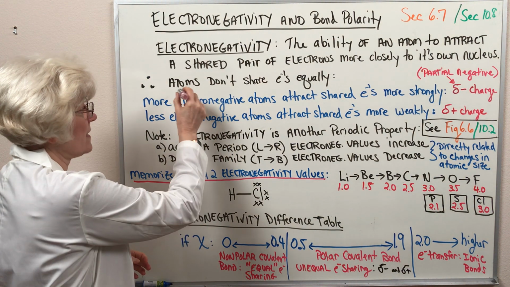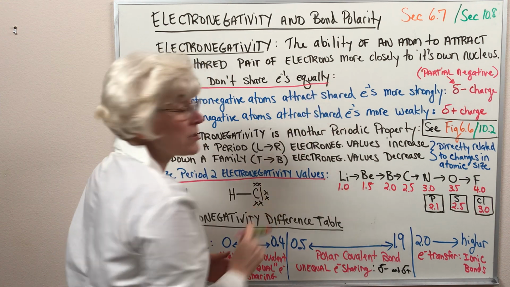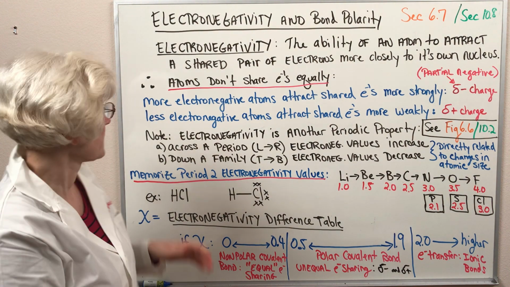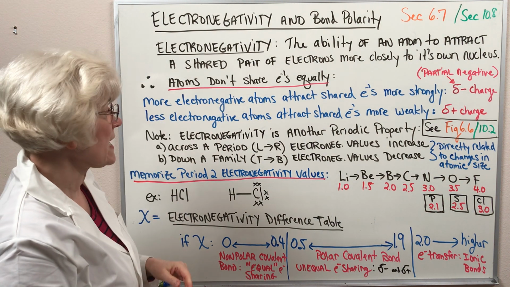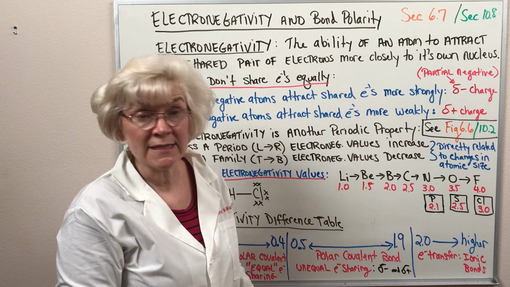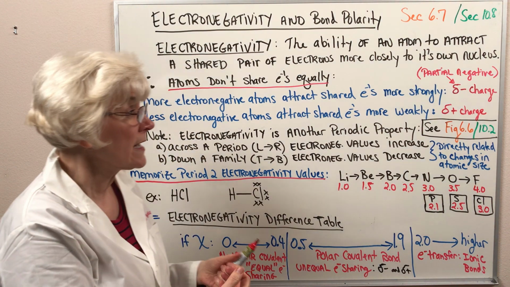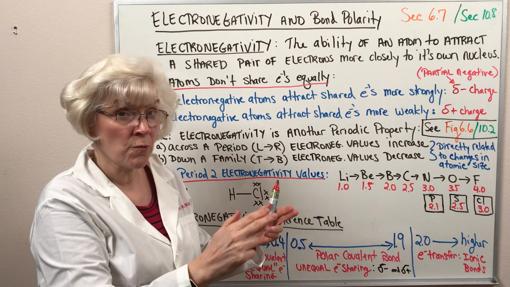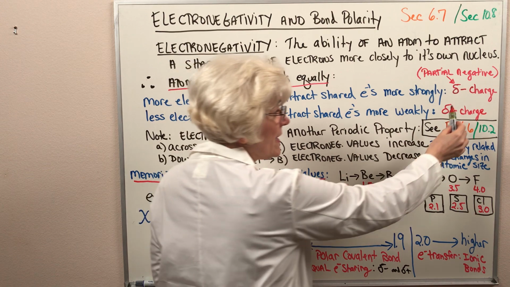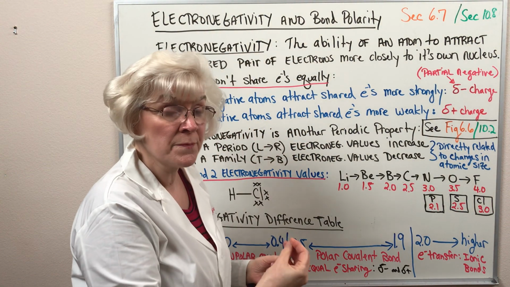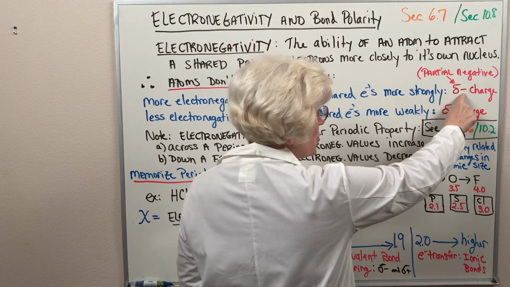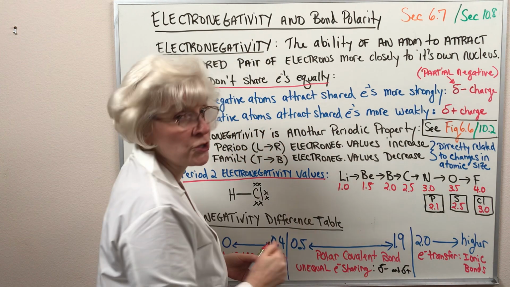Here's the bottom line then. What that means is it turns out that atoms don't share electrons equally. The more electronegative an atom is, the more strongly it attracts an electron pair to its own nucleus, meaning it now has more than its, quote, fair share of electron density. In other words, it's beginning to experience some of the nature of an ion in having a partial charge, but not a full charge.